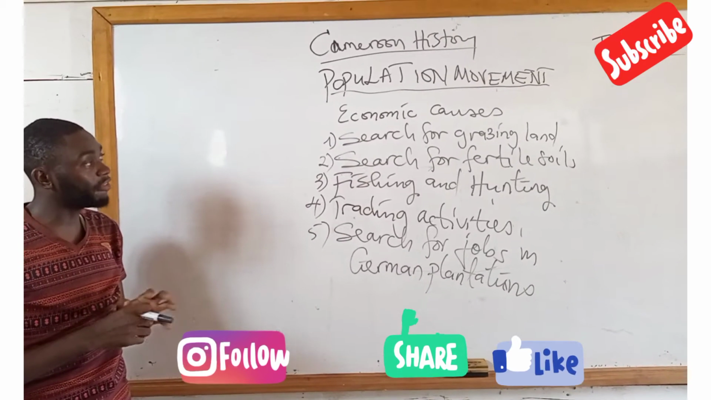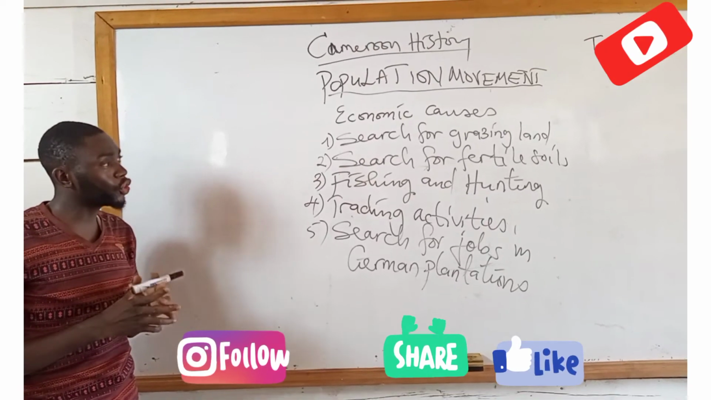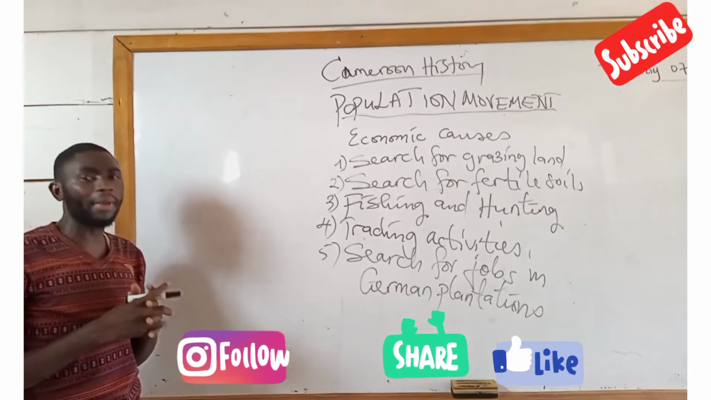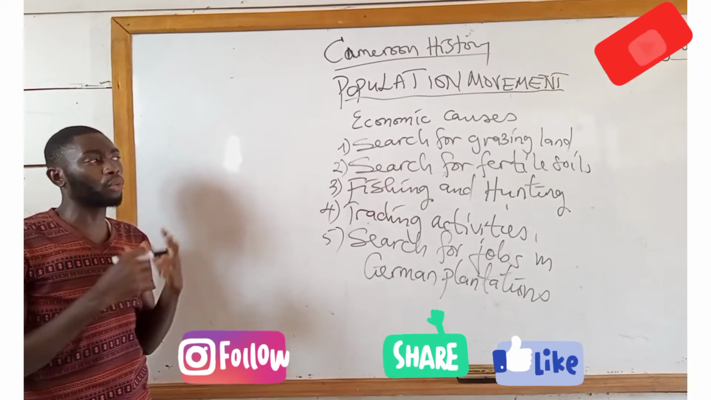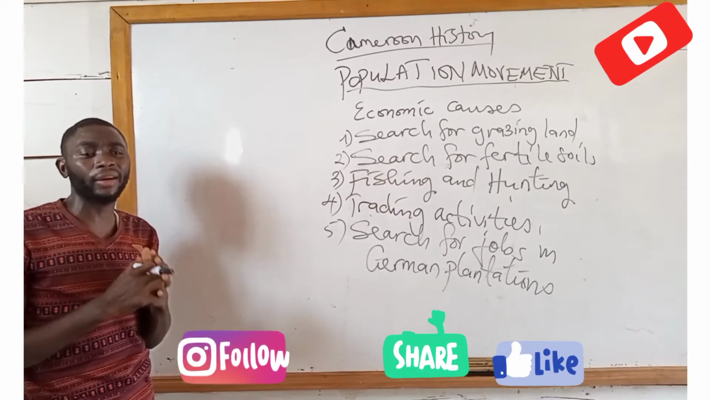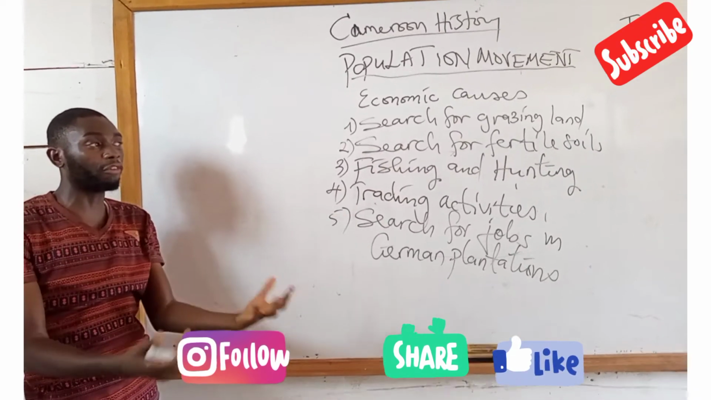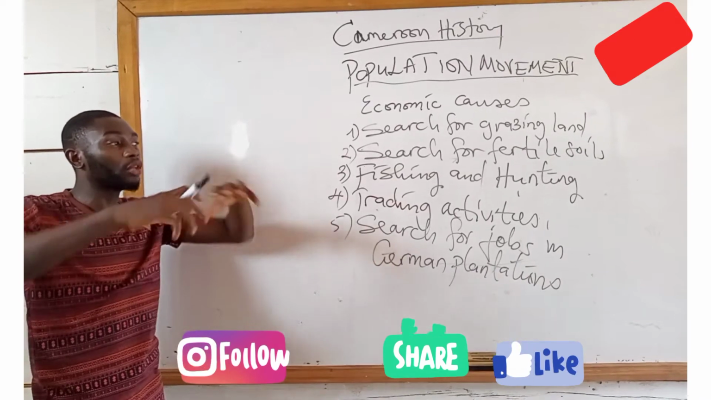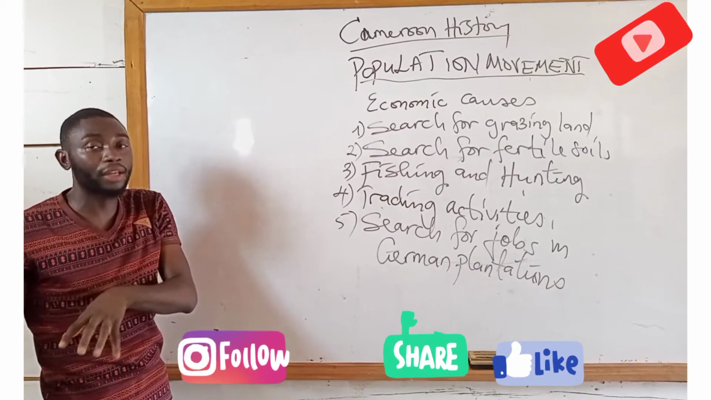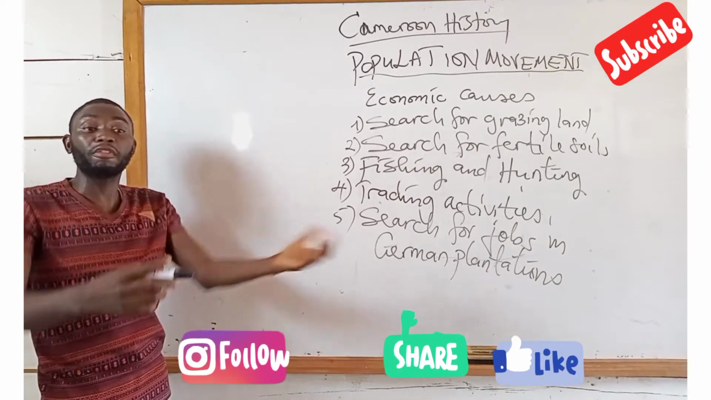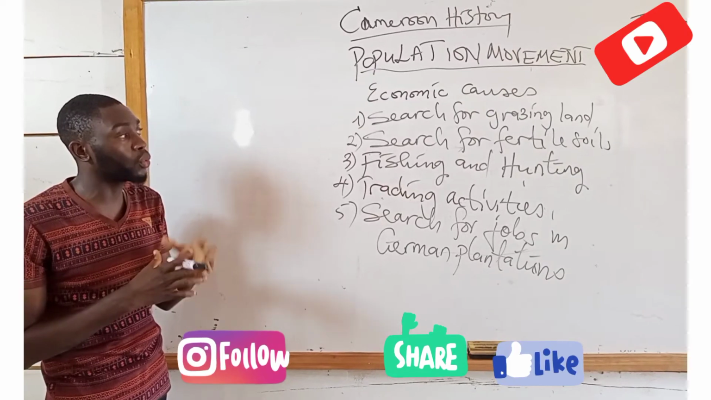We'll be talking about the first one: the search for grazing land. In 19th century Cameroon, the main economic activity that the people were involved in was agriculture, mostly subsistence agriculture. That is agriculture where the people work a piece of land, leave it, and go to a different area for settlement so that the piece of land should regain its fertility before they come back. So this type of agriculture causes many people to migrate.